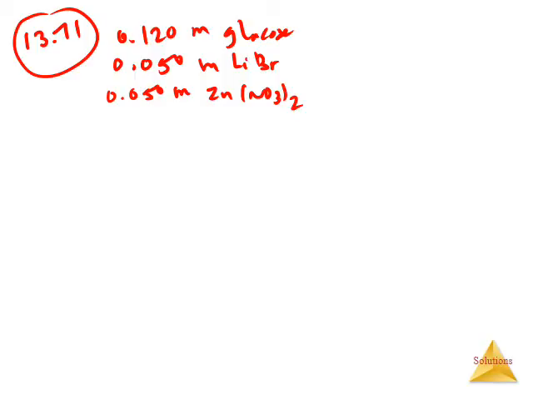Since we need to find out the order in which boiling point is going to increase, first we need to find out how many particles you can get in each case. Glucose doesn't break down. So if I have 0.120 molar glucose, it remains as 0.120 molar glucose.